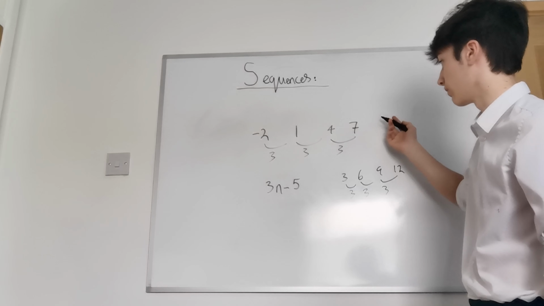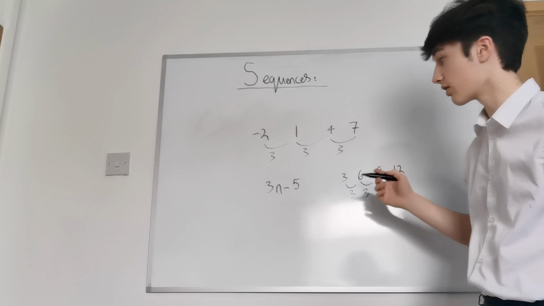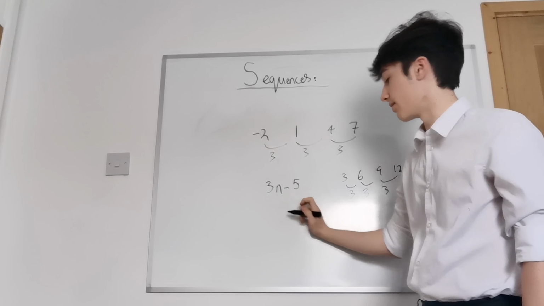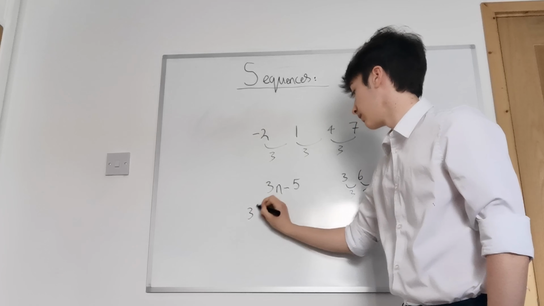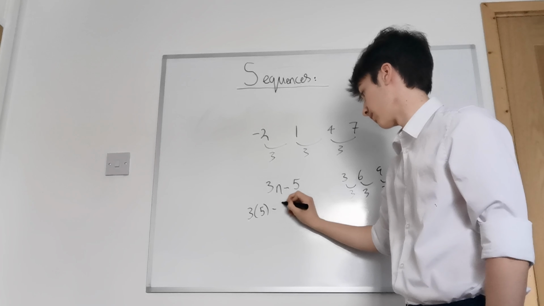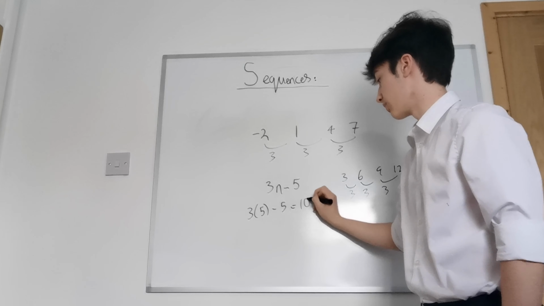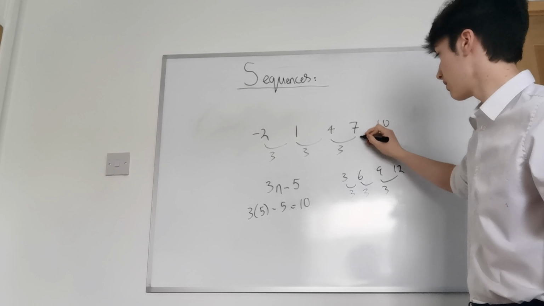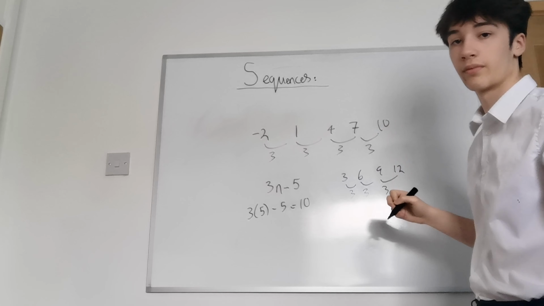So if I wanted to find the 5th number in a linear sequence, I'd replace n with 5. So I'd get 3 bracket 5 minus 5, which is equal to 10. So that'd be the next one, and we see that it also goes up in 3.